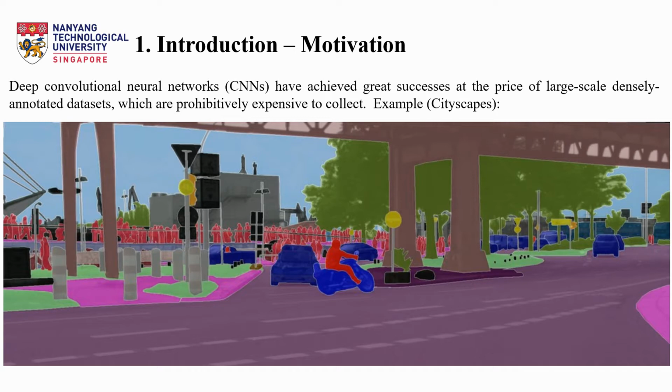Deep convolutional neural networks have achieved great success at the price of large-scale densely annotated datasets, which are prohibitively expensive to collect. We show an example in the slide. It's a Cityscapes image which takes about 1.5 hours to annotate.